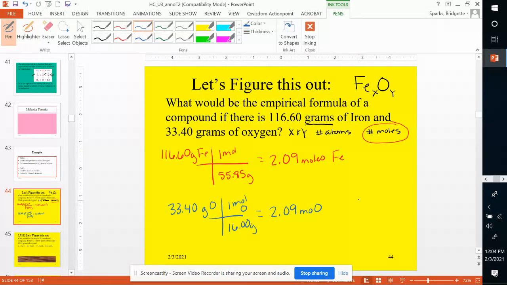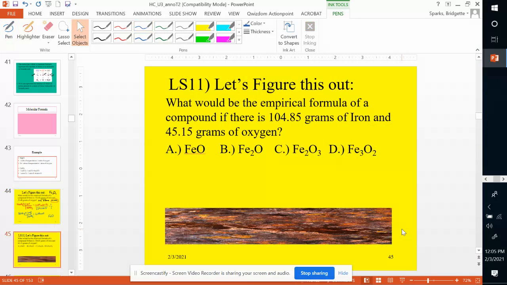Now, if you couldn't see that it was a 1-to-1 ratio, what you would do is you would take the moles of one material and divide by the moles of the other material to see what that ratio is. In this case, we can see it is 1-to-1. And now we can write the empirical formula. Iron to oxide, 1 iron to 1 oxygen. All right, so let's take a look at another.